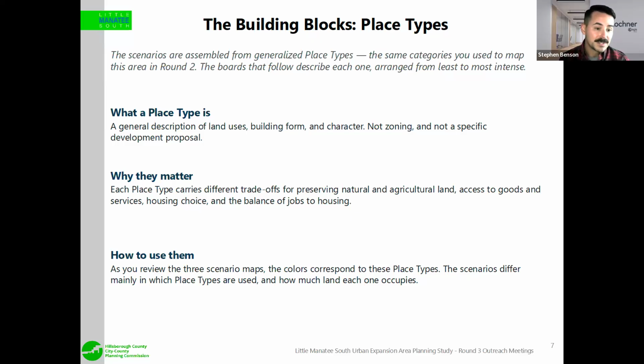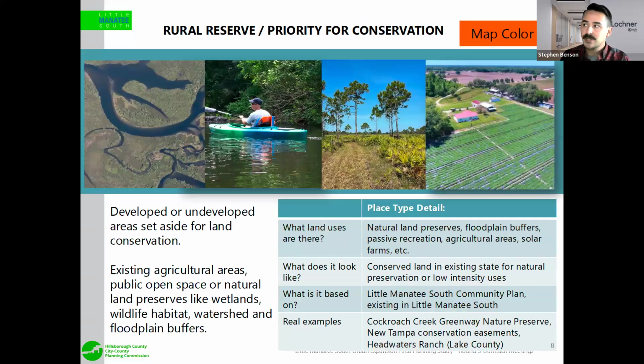The reason why that matters is because each place type carries different trade-offs for preserving natural and agricultural land, access to goods and services, housing choice, and the balance of jobs to housing. These are all issues that are addressed in the comprehensive plan as well as in the Little Manatee South Community Plan. As you review these three scenario maps, the colors correspond to these specific place types, and the scenarios differ mainly in which place types are used and how much land each place type occupies. So we're going to go through just the place types that did move forward into these three scenarios.